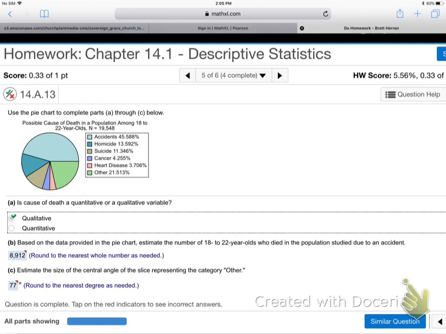Now, okay. So, part B. Based on the data provided in the pie chart, estimate the number who died because of accident. So how do you figure that out? They're saying it's 40, accident is 45.588. Accident right here is 45.588%. Those are all percentages. So 45.588% of people died by accident.